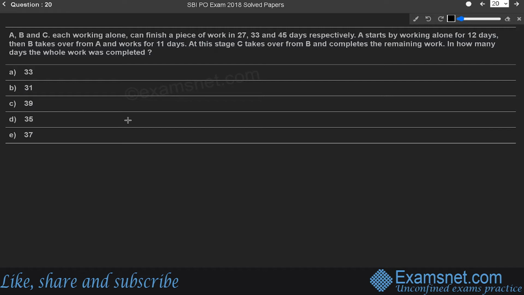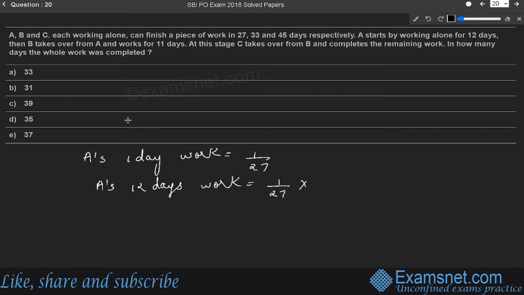We know that A's 1 day work is equal to 1 upon 27. So A's 12 days work will be equal to 1 upon 27 into 12, which is equal to 4 by 9. So therefore, the remaining work will be equal to 1 minus 4 upon 9, which will be equals to 5 upon 9.